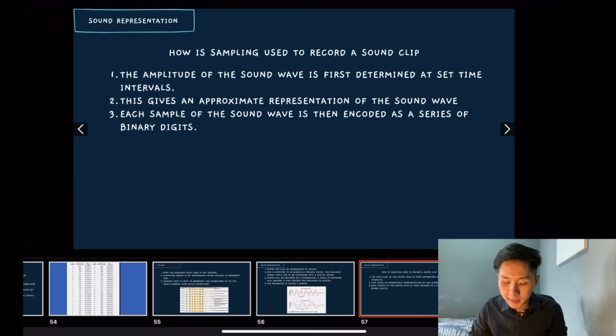And how sampling is used to produce a clip. So these are the 3 steps. First of all, the amplitude. How loud my voice is is first determined at set intervals. This gives an approximate representation of the sound wave, and each sample of the sound wave is then encoded, the keyword, as a series of binary digits.